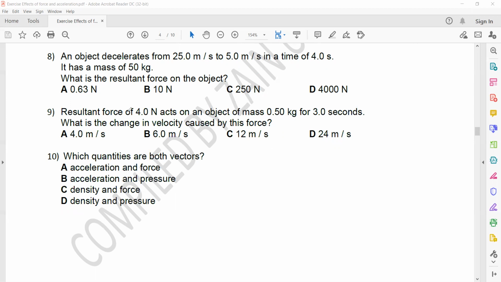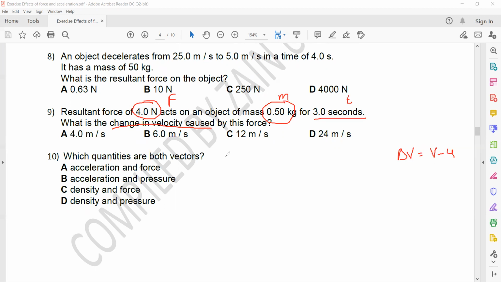Then another question: a resultant force of 4 newtons is acting on the mass for 3 seconds. We need the change in the velocity. What is the meaning of change in velocity? It is denoted by delta V, which means V minus U.